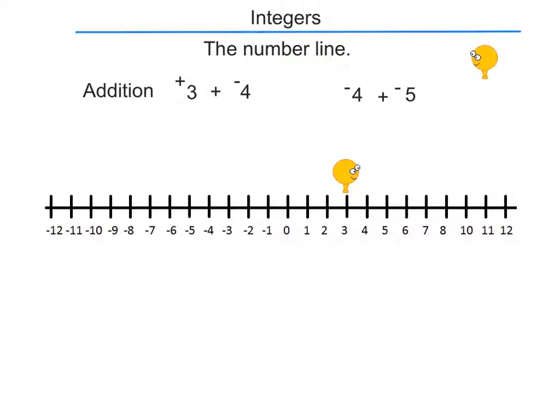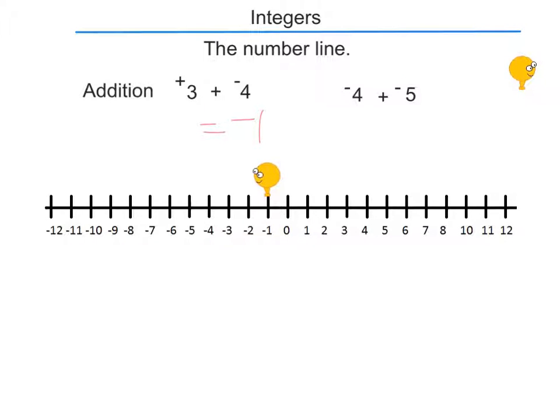Now I need to add -4. If it's a negative number, you should be facing the negative direction rather than the positive direction. So let's just swap a little fellow over. He's now facing the negative direction and he has to move 4 in that direction. 1, 2, 3, 4. And the answer is -1.